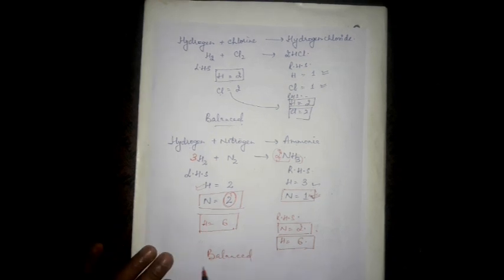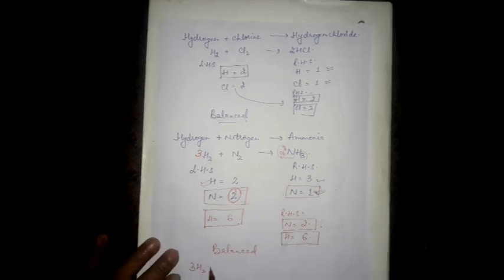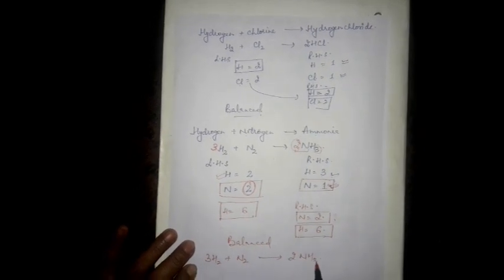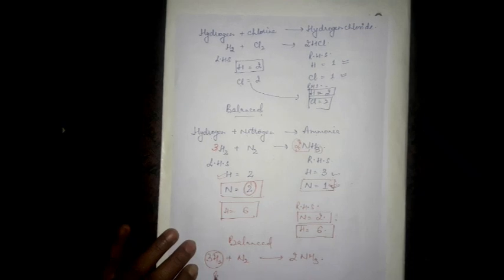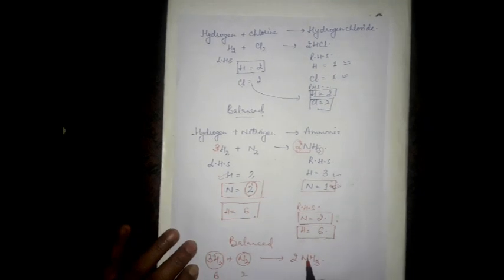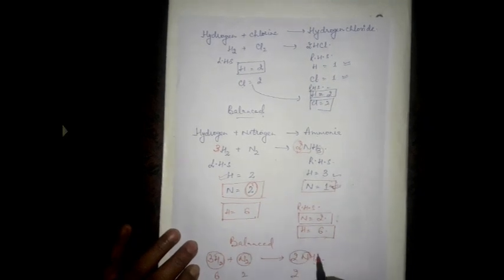Let me write it again. 3H2 plus N2 gives you 2NH3. 3 2s are 6. Nitrogen 2. Nitrogen here 2 and hydrogen 3 2s are again 6. So our equation is balanced.